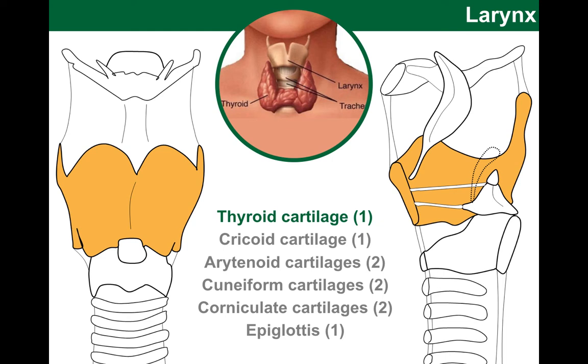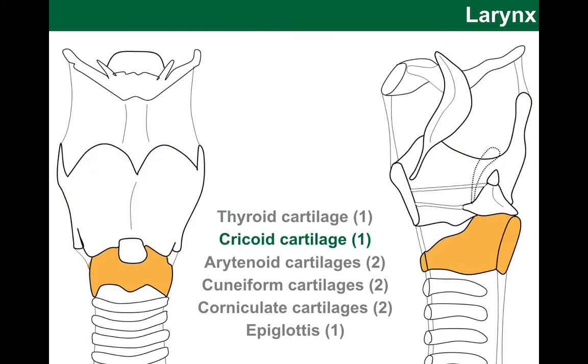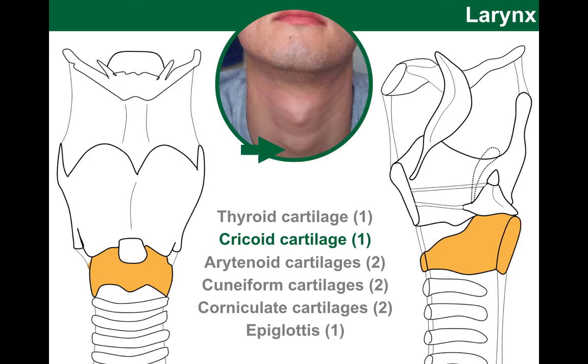Next, let's shift our focus to the cricoid cartilage. It is a ring-shaped structure, in fact, the only fully closed ring in the larynx. It forms the most inferior part of the larynx. The trachea begins from here. And again, in some individuals, it is possible to feel it if you want a surface anatomy landmark.